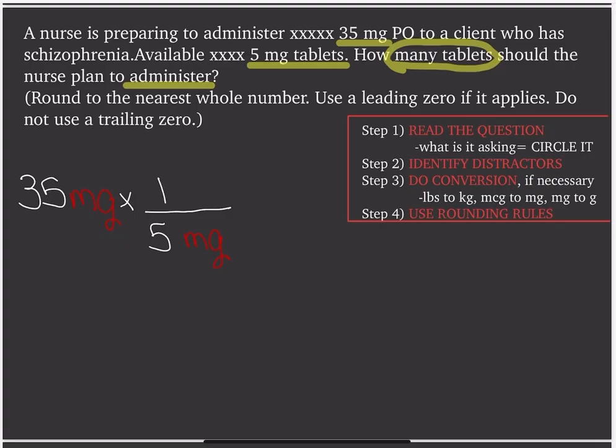You put the milligrams on the bottom and the tablets up top because the milligrams cancel each other out. The only thing you'll be left with is tablets, and the question is asking you how many tablets. So 35 times 1 divided by 5, and that gives you 7 tablets. Using your rounding rules, you're left with a whole number.